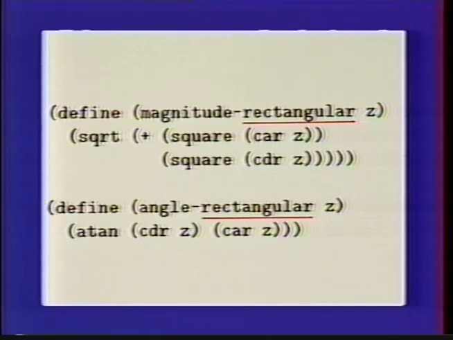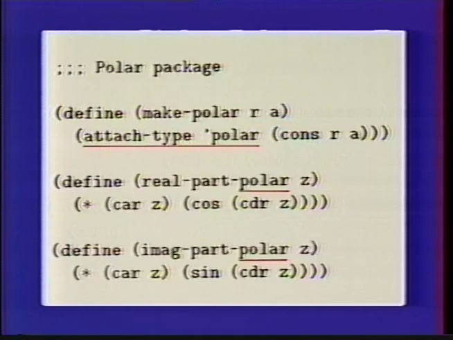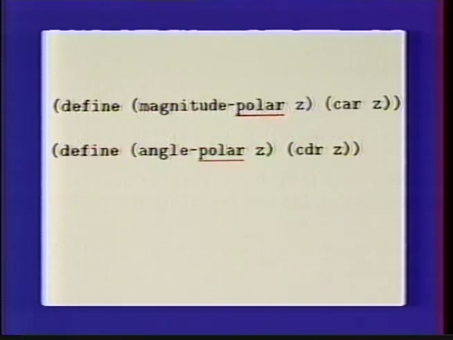And Martha has to do basically the same thing. Previously, when she made a complex number out of a magnitude and angle, she just conses them. Now she attaches the type polar, and she changes the names so her real part procedure won't conflict in name with George's. So real part polar, imaginary part polar, magnitude polar, and angle polar. Okay. Now we have the system.